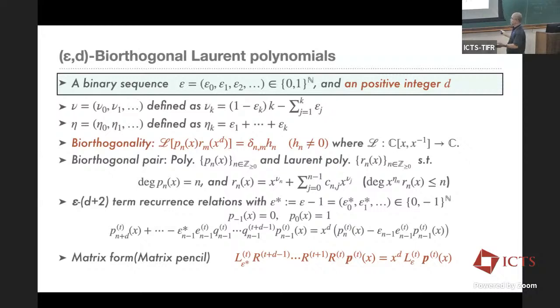And the matrix form, I also don't want to go into, but the matrix form is a multiplication of a lower bidiagonal and an upper bidiagonal matrix. So it means that it is banded, not tridiagonal. So a D plus 2 banded matrix pencil will be achieved in this case.